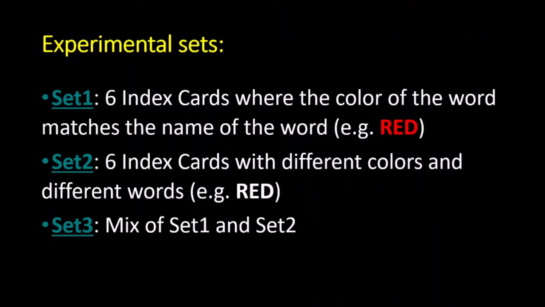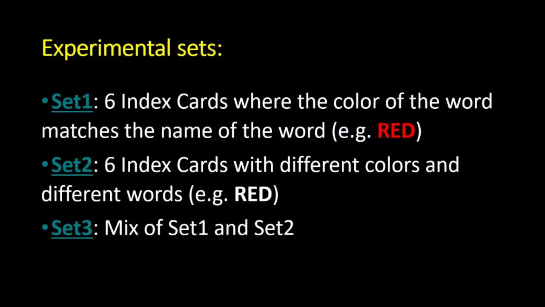Here are the sets of cards you will have to make. The first set will have 6 index cards where the color of the word matches the name of the word. For example, you will be writing the word red using red ink. Set 2 will have 6 index cards with different colors and different words. For example, you are going to write the word red but using black ink, and so on. And set 3 is a mix of set 1 and set 2.